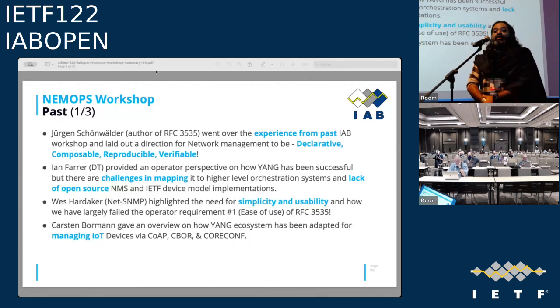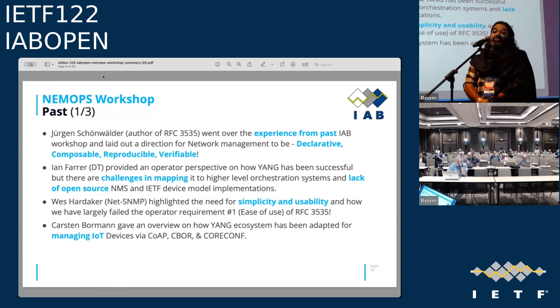management solution. We had a very interesting look back in history from Wes, from NetSNMP, and how a tool which was kind of simple and usable, but still very, very widely deployed, and how our current set of network management protocols and models fail one of the key requirements that RFC 3535 identified, which is ease of use. So we have added a lot of features. Our protocols can do things. Yang model is amazing, but it's pretty difficult to use. And that's something that we need to take account of.